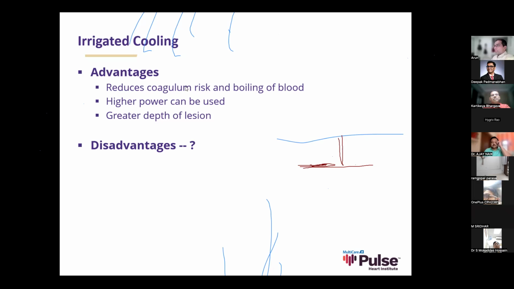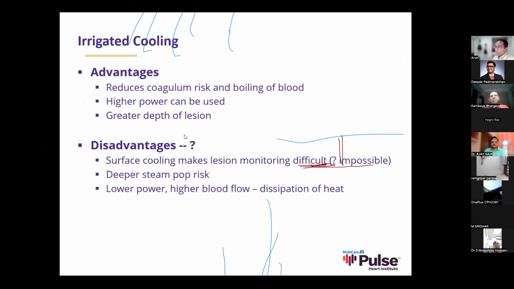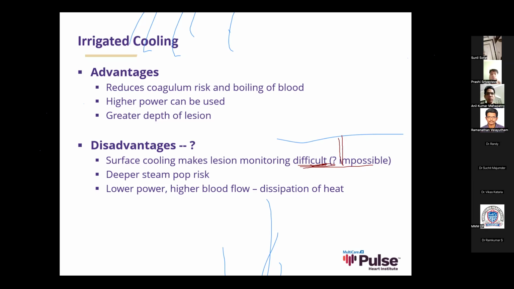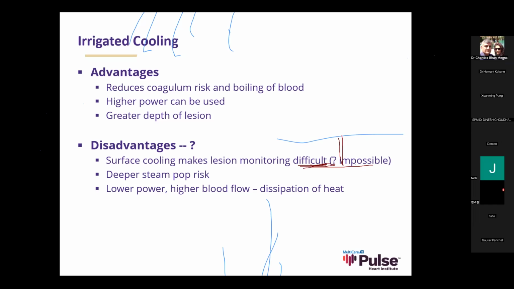So irrigated cooling. Advantages: it reduces the coagulum risk and reduces boiling of the blood. Higher power can be used, and it leads to a greater depth of lesion. Disadvantages: the biggest disadvantage is that surface cooling makes lesion monitoring very difficult, almost impossible. You can't tell the tissue temperature because you are actively cooling. So you are undoing your own job: you are trying to heat the tissue, but you're cooling the surface. So there is no way to measure the temperature.